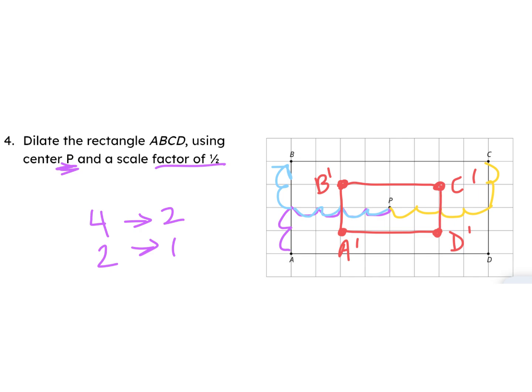And then again, I'm going to do those couple of things where I check it. Like the length of this is 1, 2, 3, 4, 5, 6, 7, 8 blocks long. So if I did half of that, this should be 4 blocks, and it is. And then the height, the original height is 1, 2, 3, 4 blocks. So this height should be half that, which is 2 blocks. So that checks out, and then they're all right angles.